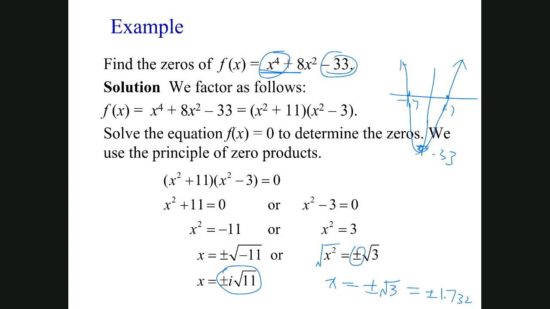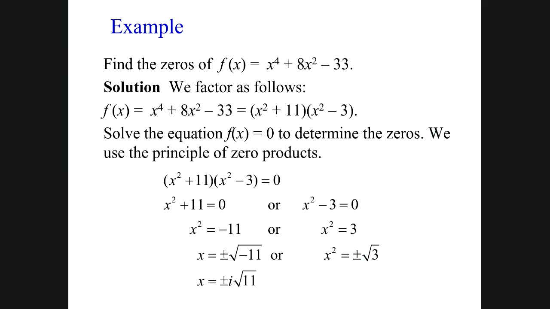Okay, so that means we have 2 real zeros. These are the 2 real zeros in here. Okay, we have 2 real zeros, and then 2 imaginary zeros, which you cannot see.